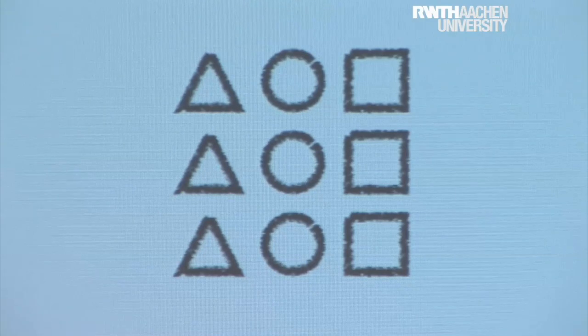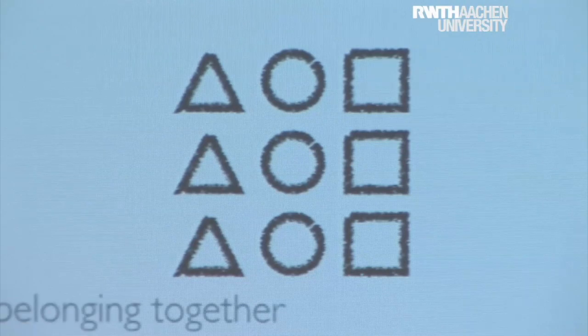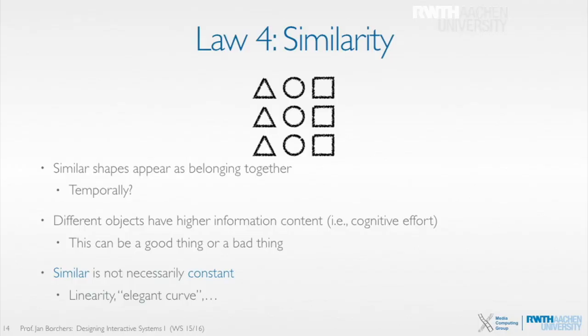Okay, now we have two different opinions here. One is draw three shapes next to each other. The other one was draw a triangle, circle, and a square, and repeat that over 3 lines. And both are correct. It's the law of similarity.